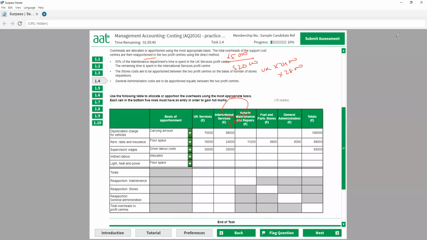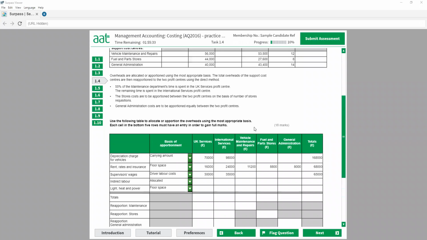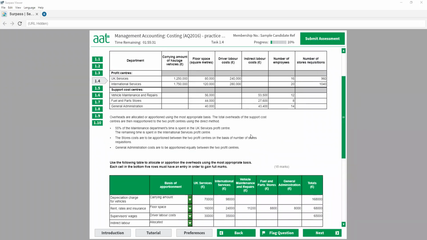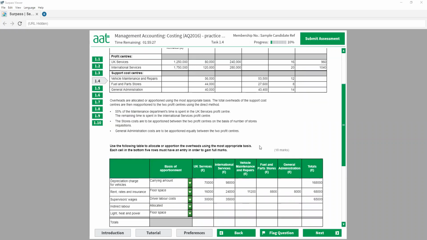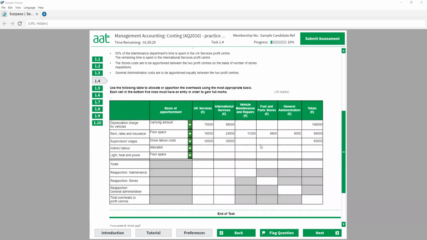All right. Then we have the next one, that is indirect labor. This one is allocated, so you don't have to do anything. Just look at the figures. So indirect labor is 53, 27, and 43, already there. They're already done for us. So we just have to write it down. So the vehicle, 53,500.